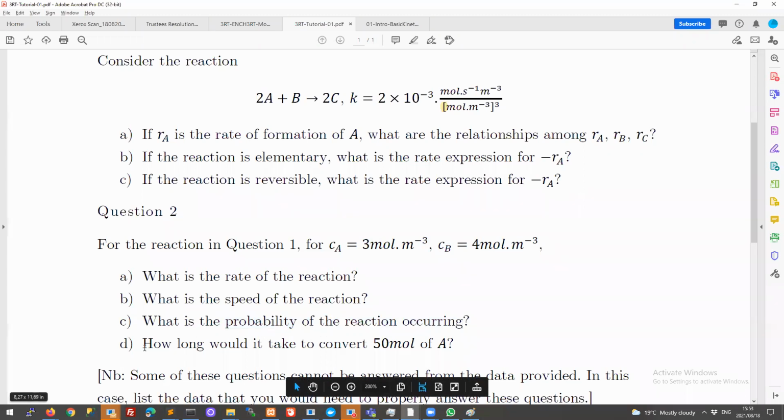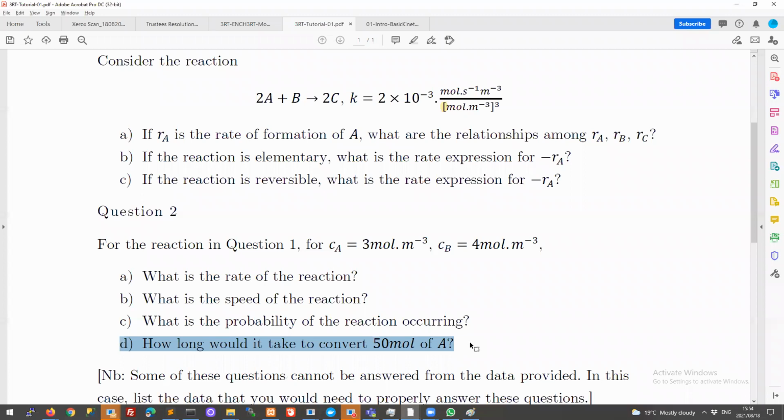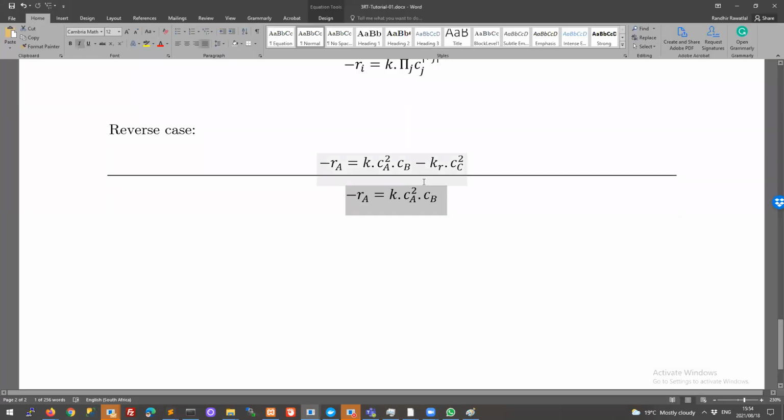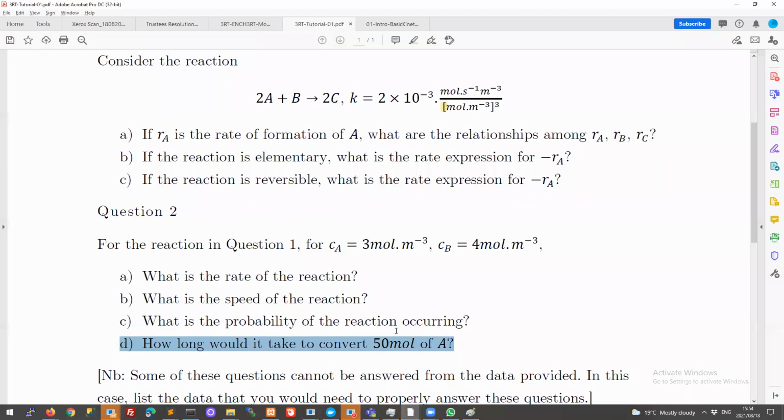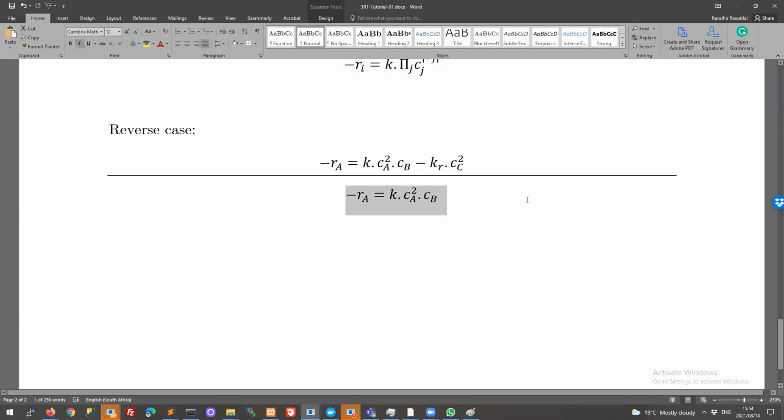Okay, then how long will it take to convert 50 moles of A? So now it starts to look like more of a reasonable question. We have a reaction rate. We can work out a number. We can stick 3 and 4 in our rate expression. We can stick the constant in, and that will give us a number. And we know that the moles of A will change by 50.